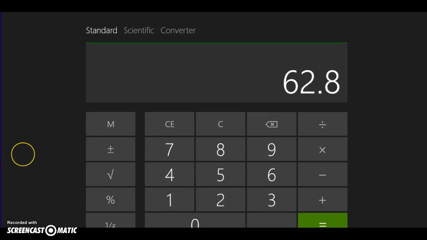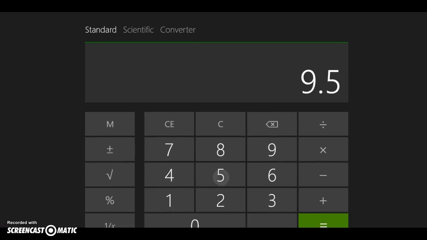All right, so 9.5 times 2 times 3.14 gives me 59.66. And what did it tell me to round to? Did it tell me?